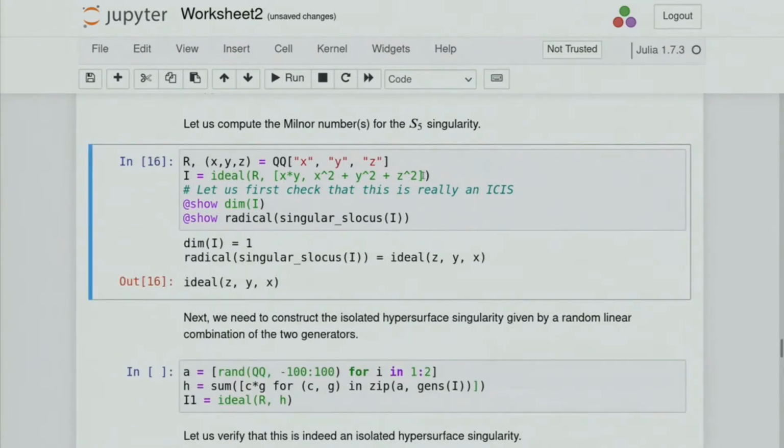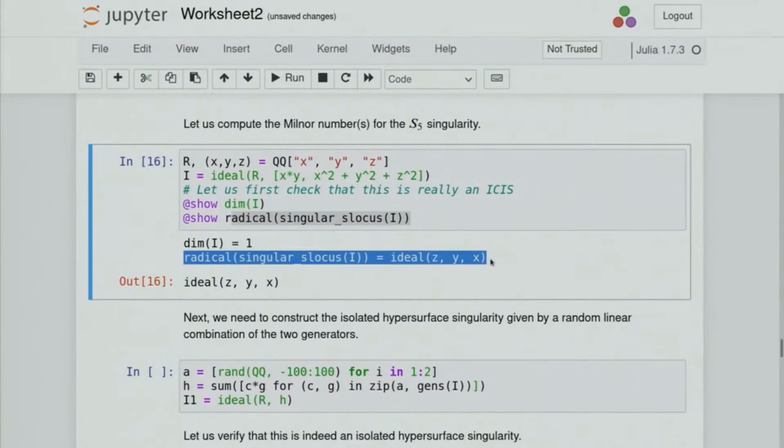3 variables, 2 equations. When we're lucky, then the dimension of our ideal is 1. And OSCAR tells us that this is indeed the case. Then the next thing we can check is, do we really have an isolated singularity? And the answer is yes. As you can see, the geometric singular locus is only the origin. Good.